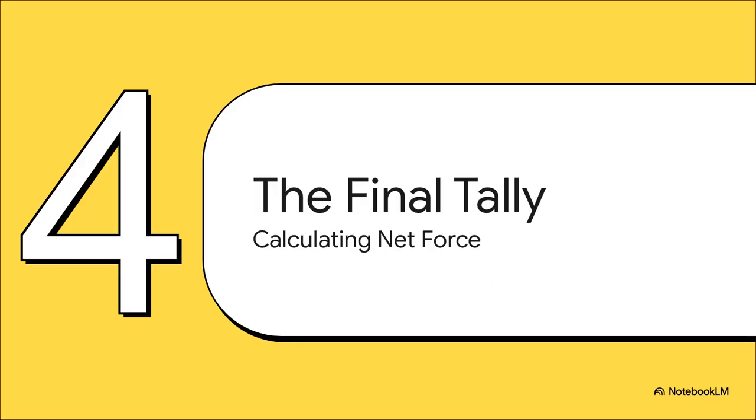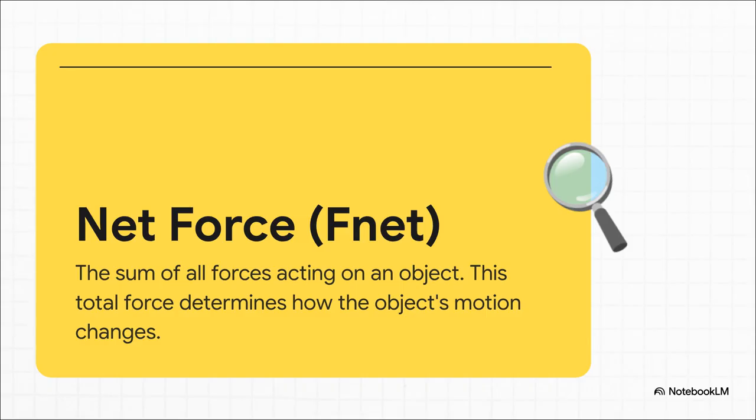Okay, so we've met all the players: gravity, the normal force, applied force, tension, and friction. Now for the big question, how do we figure out who's actually winning the tug-of-war? To do that, we have to calculate the final tally. This final tally is called the net force. It's the sum of all the forces acting on an object, but you have to account for their directions. Pushes and pulls in opposite directions can cancel each other out.